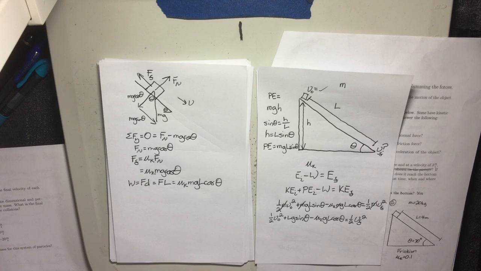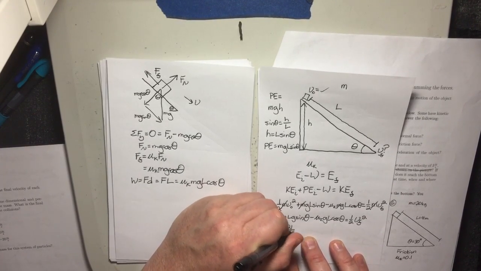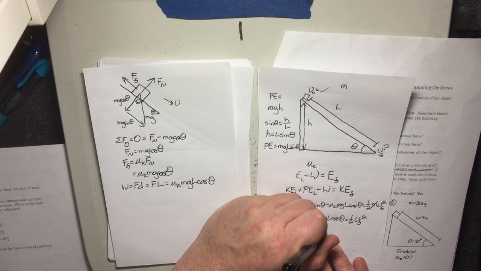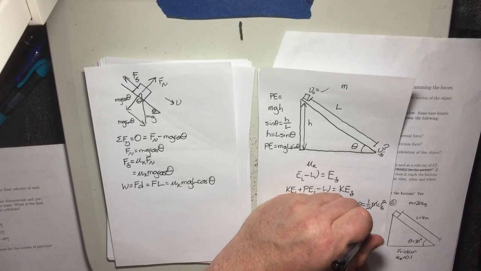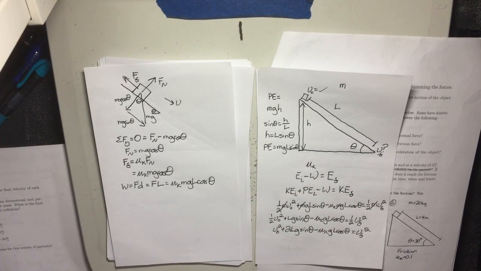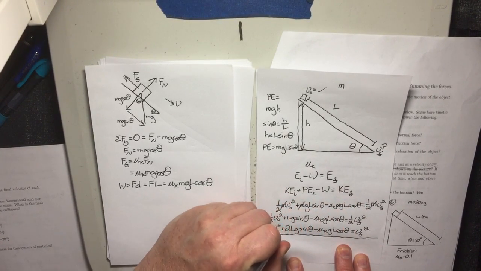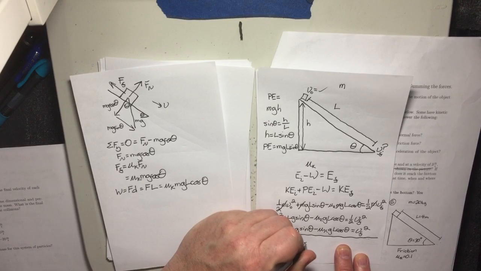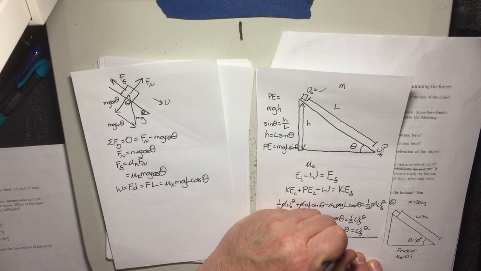Now I'm looking to solve for final velocity. Multiply both sides by 2. v naught squared plus 2Lg sine theta minus mu sub k gL cos theta is equal to vf squared. And then vf is equal to the square root of v naught squared plus 2Lg sine theta minus mu sub k gL cosine theta.